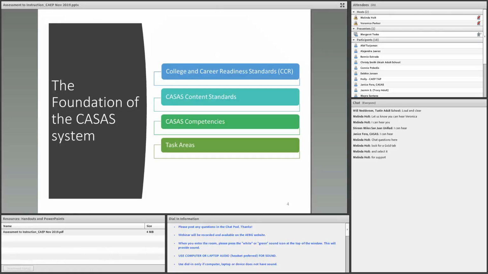The foundation of the CASAS system, we usually say, is content standards, competencies, and task areas, but now we include the college and career readiness standards. And that is part and parcel of our new GOALS series.